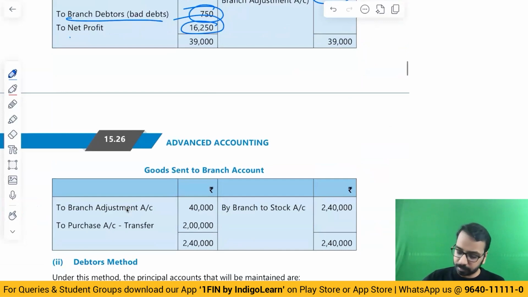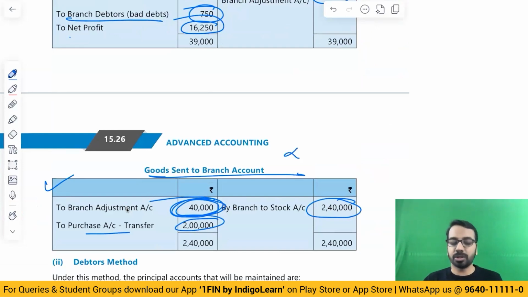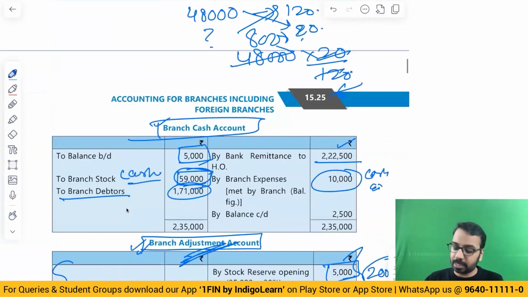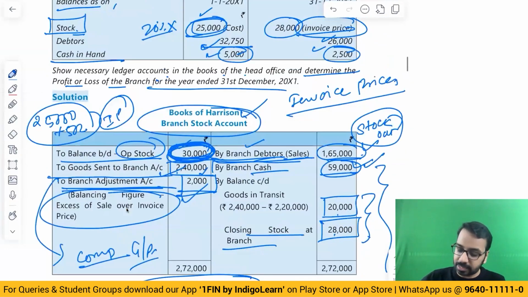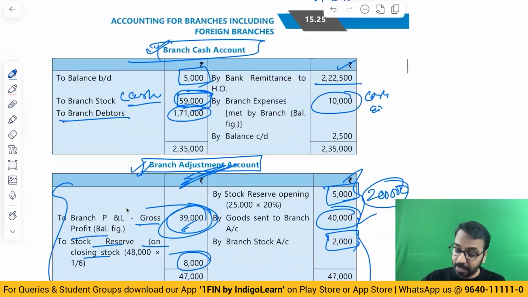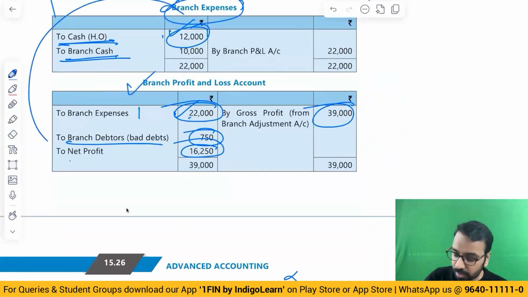Okay. Again, we can prepare the goods sent to branch account by the branch stock account. Then this 40,000 is your branch adjustment profit to be reduced, and the balance amount will be reduced from the purchases. If not asked in the question, you can exclude this also. But more importantly, when they ask you the stock and debtors method, stock is important, debtors is important, cash account, if at all there are missing figures to determine that, branch adjustment account and branch P&L account. This expenses account can be recorded directly in the branch P&L account.